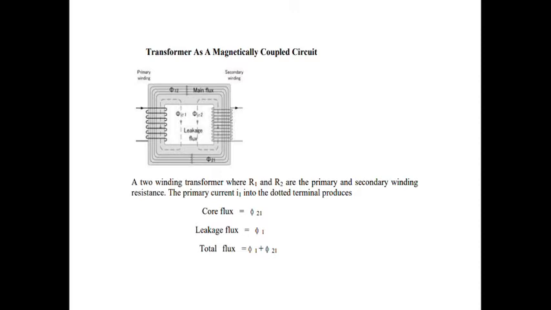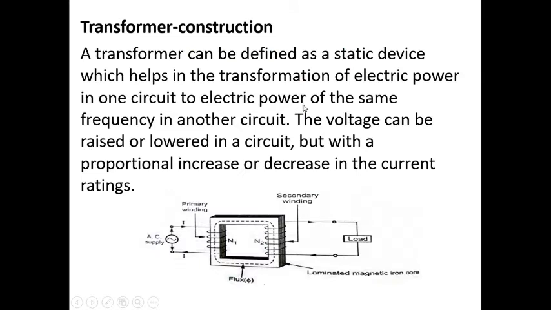The primary current I1 into the dotted terminal produces core flux phi21. The leakage flux is denoted as phi1. So total flux is nothing but the core flux and leakage flux, so phi1 plus phi21. Now we will see the transformer construction.